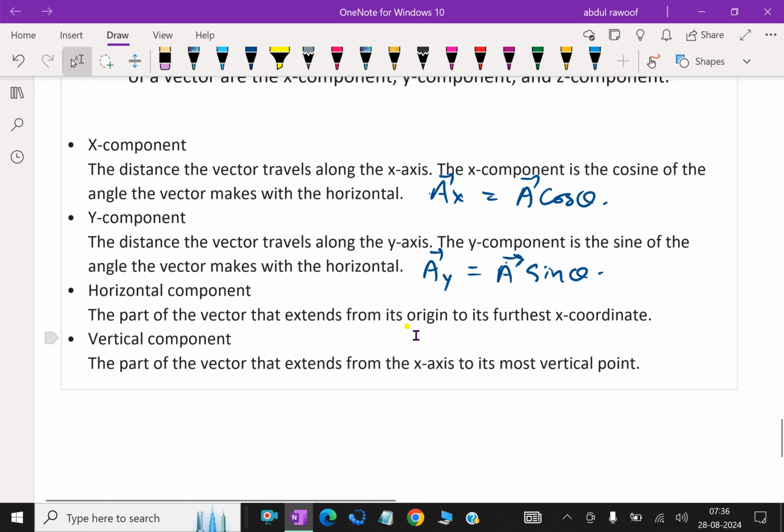So far we discussed the basic vector algebra and its formulas. We have done.